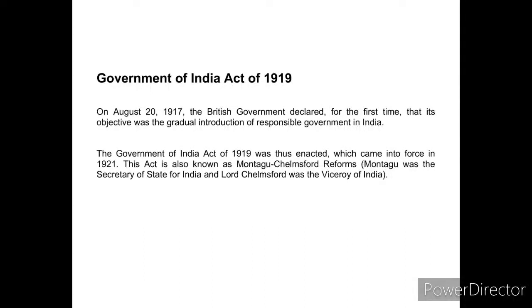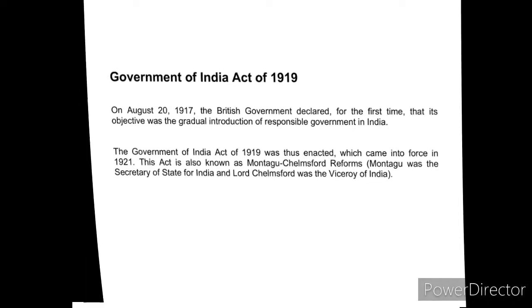On August 20, 1917, the British government declared for the first time that its objective was the gradual introduction of responsible government in India. The Government of India Act of 1919 was thus enacted, which came into force in 1921. This act is also known as Montagu-Chelmsford Reforms. Montagu was the Secretary of State for India and Lord Chelmsford was the Viceroy of India.